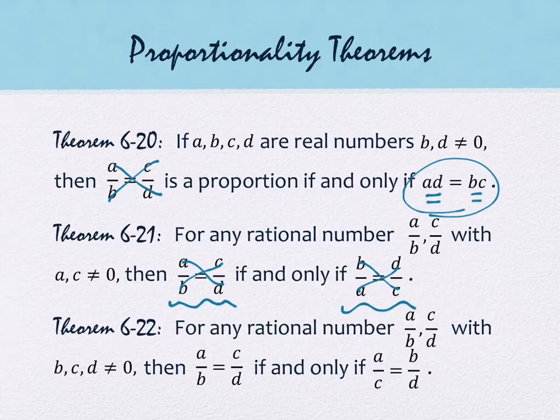622, another equivalent proportion, A over B equals C over D. And it's now comparing A over C to B over D. This one's not flipped upside down. So what happened, what changed to give us this new proportion?